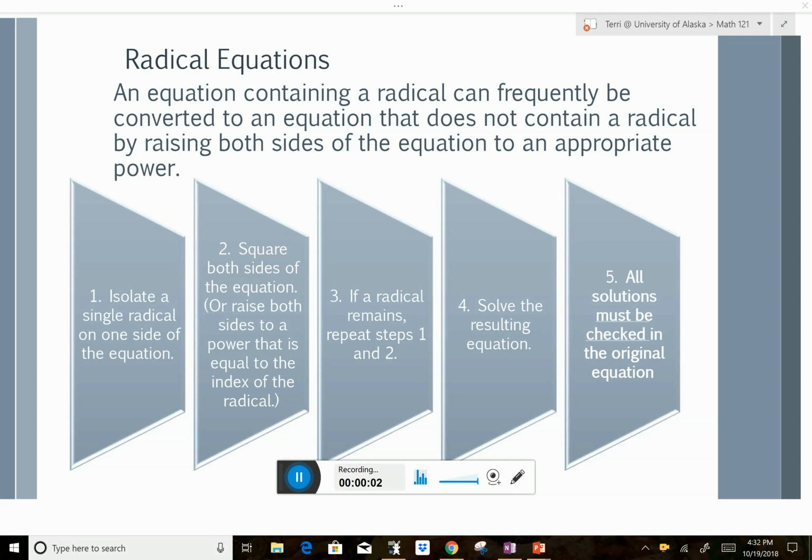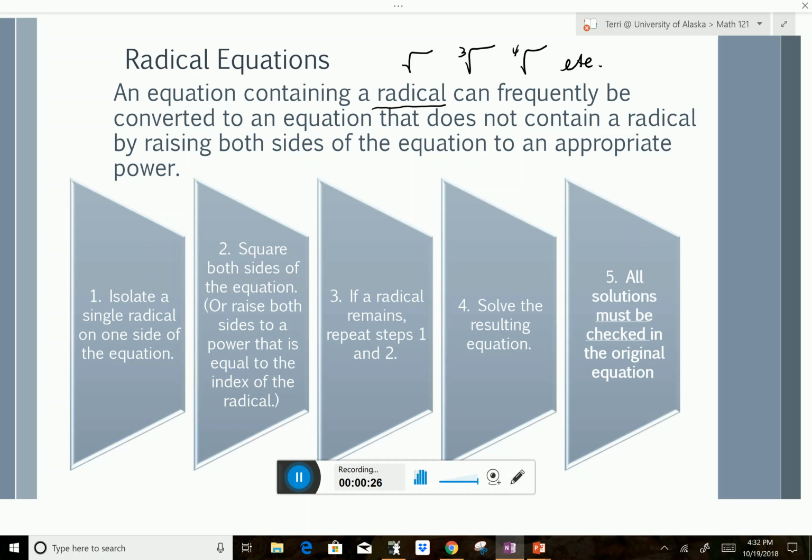Okay, so today we're talking about radical equations. This is an equation containing a radical. That means it's got a square root, a cube root, a fourth root, etc. in it. And it can be converted to an equation that doesn't contain a radical by raising both sides of the equation to the right power.